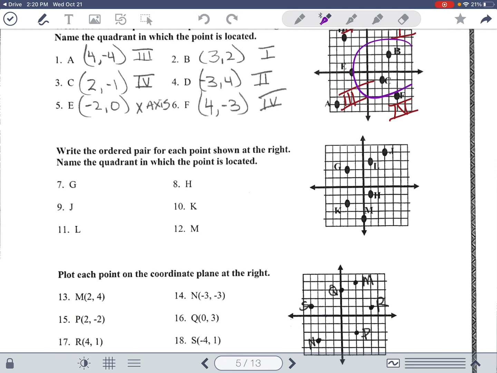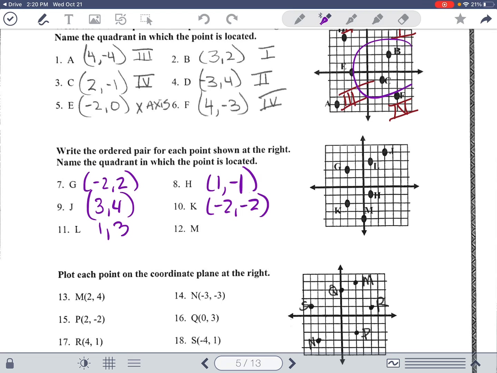Write the ordered pair for each shown at the right, like G would be negative 2, 2. H is 1, negative 1. J is 3, 4. K is negative 2, negative 2. L is 1, 3. And letter M falls right on the y-axis.